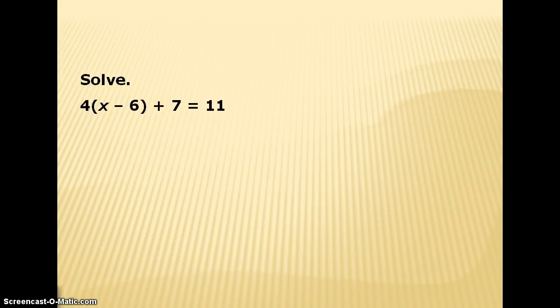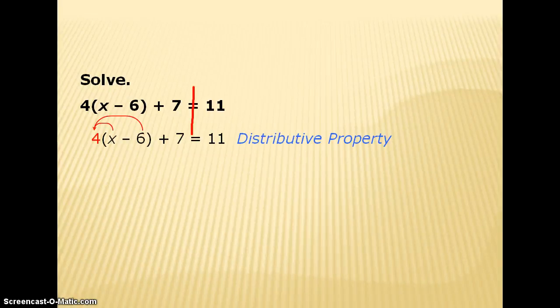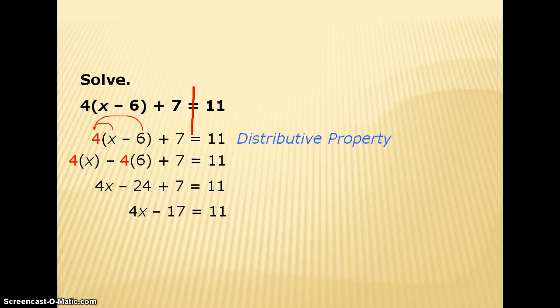Next problem. 4 times the quantity of x minus 6 plus 7 equals 11. Thinking of these as separate sides, let's see what we can do on the left-hand side. First, we have distributive property. 4 times x and 4 times 6. That simplifies to 4x minus 4 times 6 plus 7, which is 4x minus 24 plus 7.